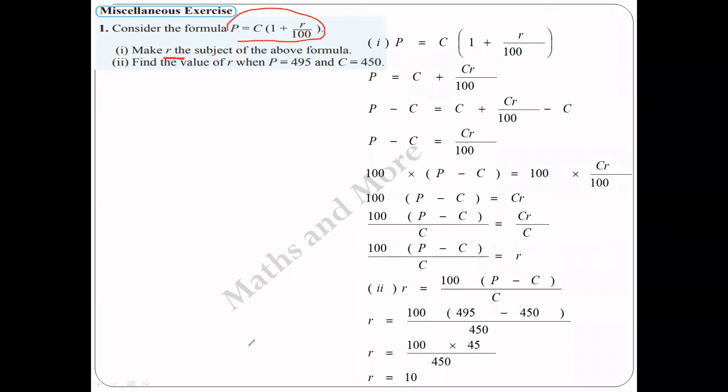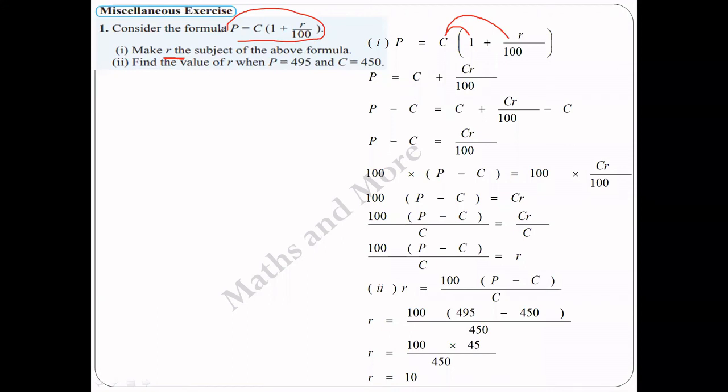That means you have to keep only R on the left or right. So how to get R on one side? P equals C times the bracket, and there's only one term inside. Let's remove the brackets first. C into 1 is C. C into R over 100 is CR over 100.